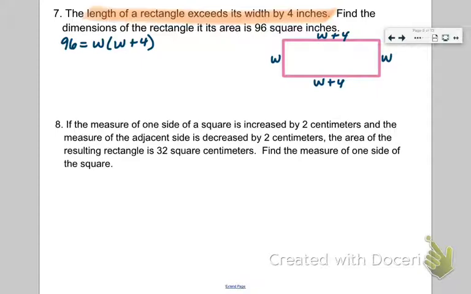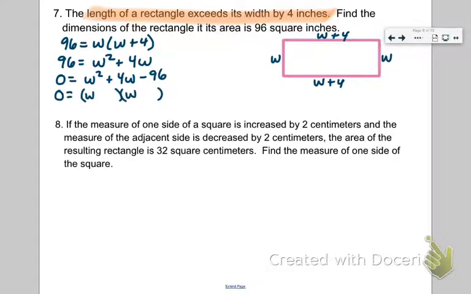Go ahead and use the distributive property on the right, and then we're going to end up subtracting 96 from that. Now we can factor right to the double bubble method because our leading coefficient's 1, or the W squared doesn't have a number in front of it. What multiplies to negative 96 and adds to positive 4? That's going to be positive 12 and negative 8. Set them both equal to 0 and solve.